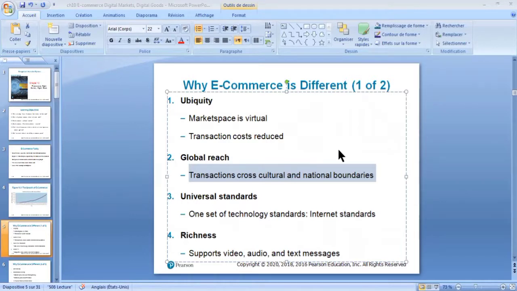Okay, so this is theoretically the potential market size for e-commerce, and this illustrates this second characteristic, which is the global reach, which means that with e-commerce you can reach everybody over the world who has an internet connection. Okay.